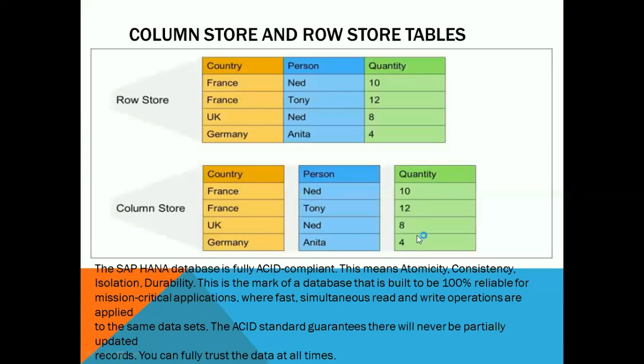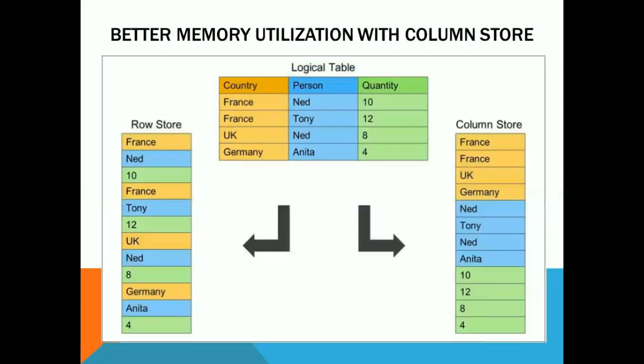So how is the data going to be retrieved? The data is going to be retrieved like this. You can see here, this is the logical table. Logical table is nothing but your complete table which is storing the data here. If I see here, this is what exactly I am calling a row base. France, Mr. Ned, 10 quantity. France, Tony with 12 quantity. UK, Mr. Ned, again 8 quantity. So instead of doing this, you can see here how much data volume it is going to take.